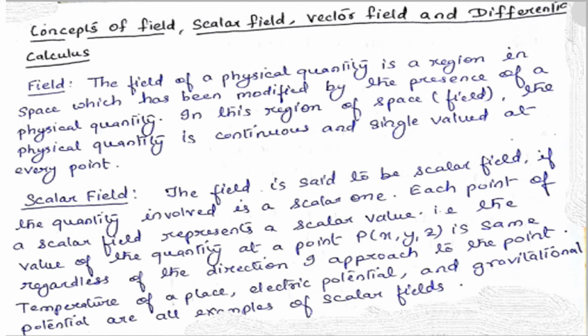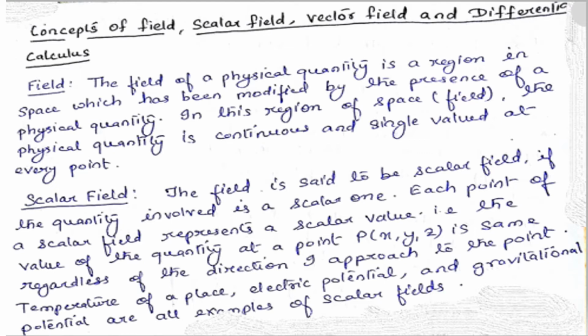Now see, I'm having a charge. The charge has modified the space around itself. Clear? I'm taking a scalar quantity, say electric potential, which is a scalar quantity. So the charge modifies the space around itself. Now if you consider any point within that field, the value of potential is going to be different. Correct?